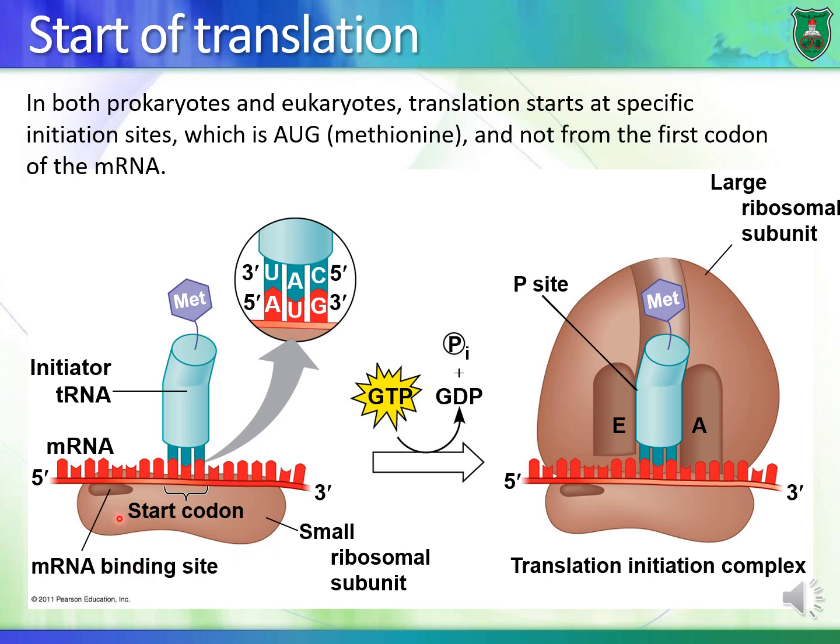So what you have in here is the small ribosomal subunit associating with the messenger RNA, and the first tRNA that has a methionine associated with it, with the anticodon of CAU. It base pairs with the AUG. This is followed by hydrolysis of GTP to GDP, allowing for the association of the large ribosomal subunit to the whole complex.